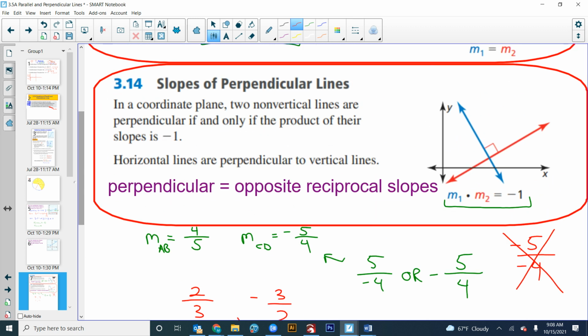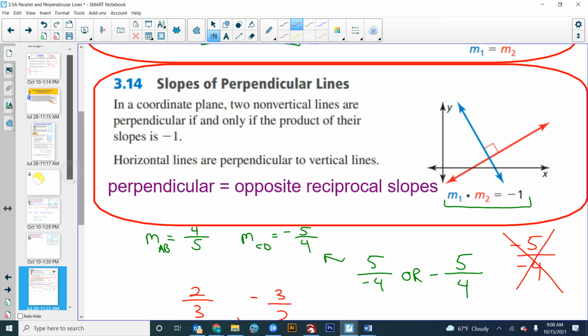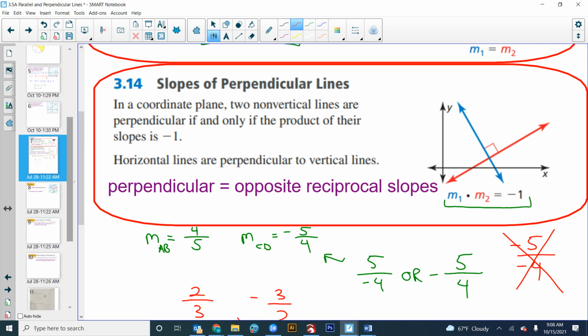And that makes sense. Wouldn't the red line's slope be positive or negative? Positive. It's going up from left to right. Wouldn't the blue line's slope be negative? But they have different steepness, don't they? Because it's not just opposite, they're opposite reciprocals.